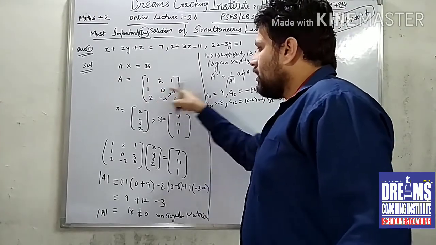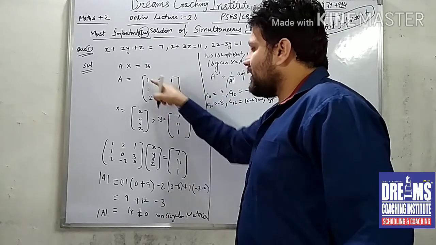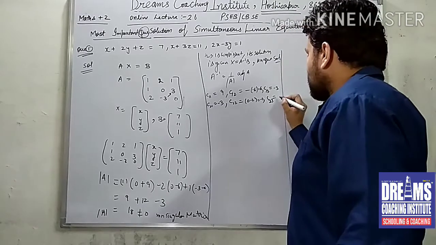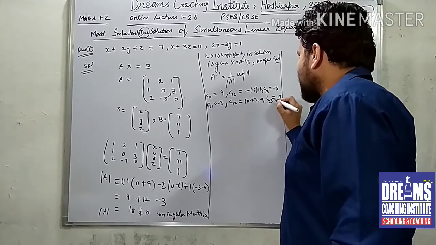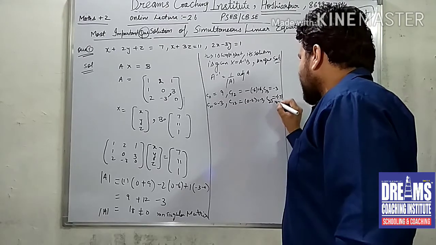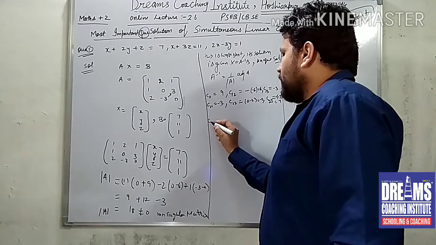Leave this row, leave this column. This is minus 3 and minus 4. Minus 3 and minus 4 is minus 7, because 2 plus 3 is 5, odd. So this will be minus of minus 7, so this will be plus 7.